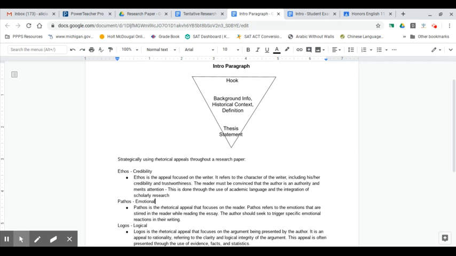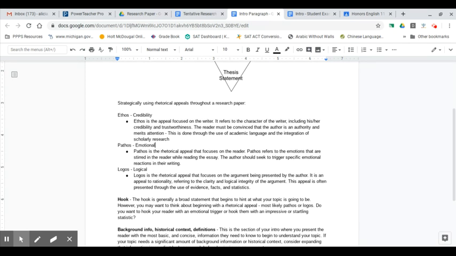But as we talk about research papers, it's important to understand the rhetorical appeals. And we've talked about these maybe slightly throughout the year, but haven't broken them down specifically. You should have heard of them, 9th and 10th grade, especially if you had Cubic. He talks about these a lot. So the three appeals we're going to talk about are ethos, pathos, and logos.